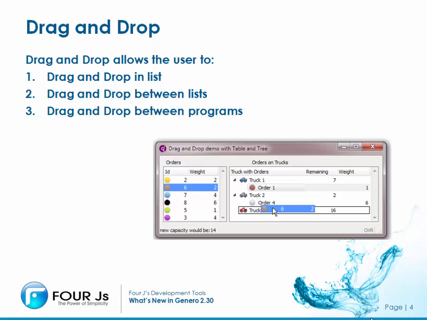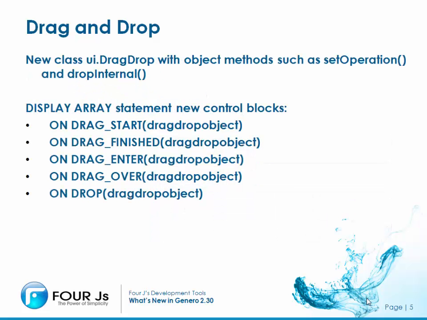As we saw in the demonstration, drag and drop can be used within a list, between lists, and even between programs. To implement drag and drop, you'll use a new class called UI.DragDrop that creates an object that provides methods such as setOperation and dropInternal. SetOperation allows you to specify whether the object being dragged is being copied or moved, and dropInternal performs a built-in drop when the target is the source list or tree. So as you can see, these and other helpful methods are available in the new DragDrop class.